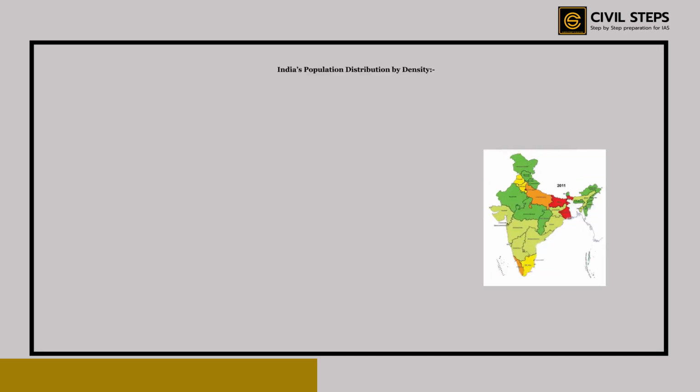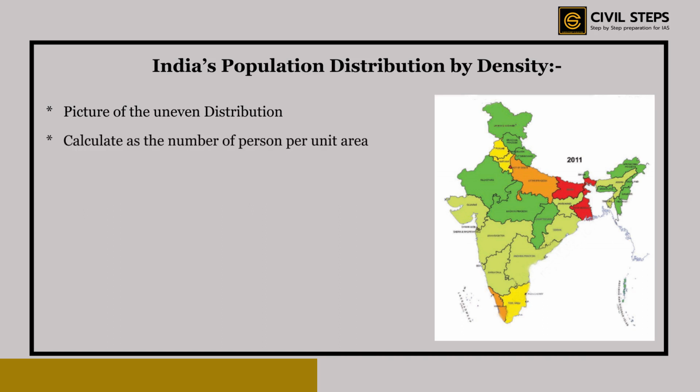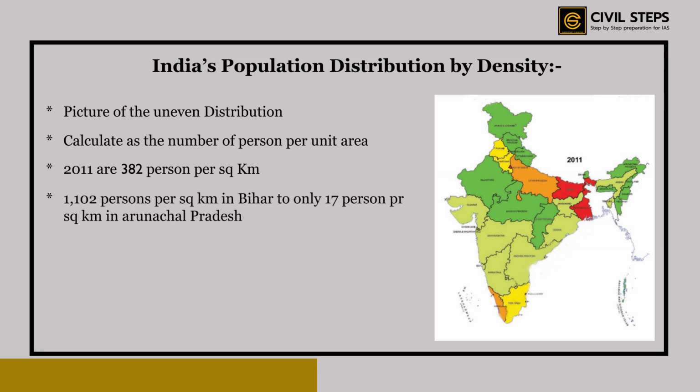Now let us discuss India's population distribution in terms of its density. Population density provides a better picture of the uneven distribution. Population density is calculated as the number of persons per unit area. India is one of the most densely populated countries of the world. The population density of India in the year 2011 was 382 persons per square kilometer. Densities vary from 1,102 persons per square kilometer in Bihar to only 17 persons per square kilometer in Arunachal Pradesh.